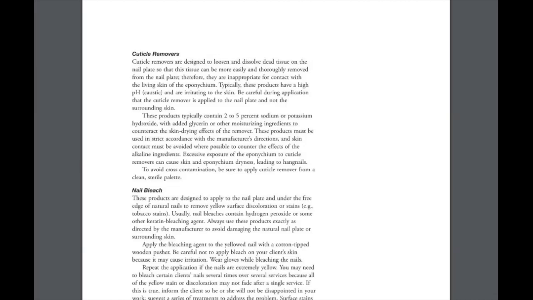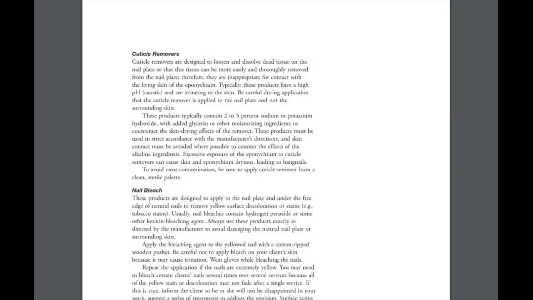Then we have our colored polish, enamel, liqueur, and varnish. Your colored coatings applied to the natural nail plate are also known as polish, enamel, liqueur, or varnish. These describe types of products containing similar ingredients, and there's no real difference in the products. Polish is a generic term describing any type of solvent-based colored film applied to the nail.